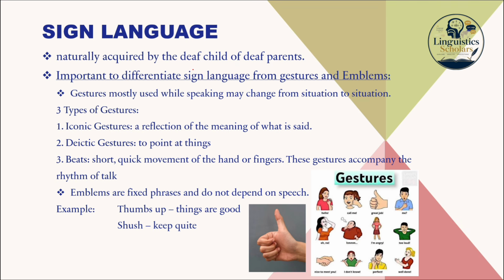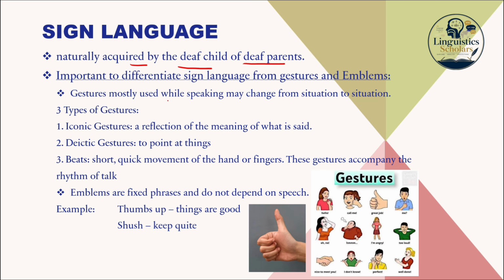First, we will try to understand what sign language is, and also how it is different from gestures and emblems. Sign language is acquired by the deaf child of deaf parents. So it is a natural language for a deaf child born to deaf parents. They acquire it very naturally, as we acquire our mother tongues, and it becomes their mother tongue. But it is also important to differentiate sign language from gestures and emblems.